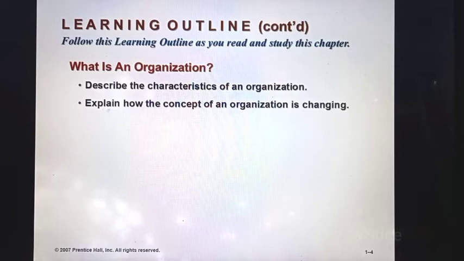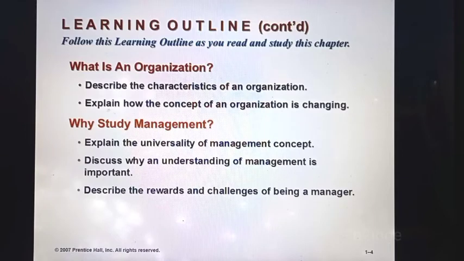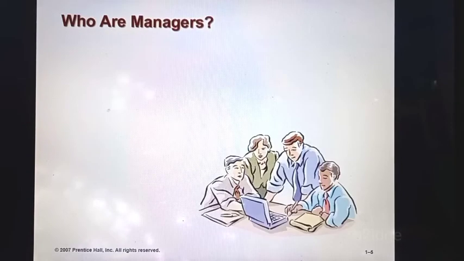We're going to describe the characteristics of an organization, explain how the concept of an organization is changing, and why there is a need to study management. We're going to explain the universality of management concept, discuss why an understanding of management is important, describe the rewards and challenges of being a manager.